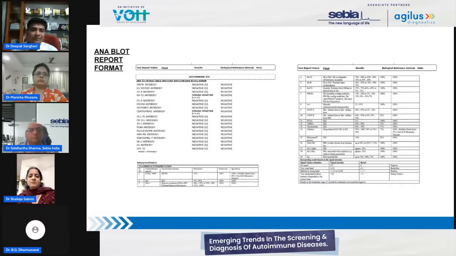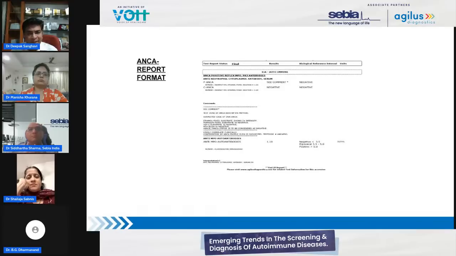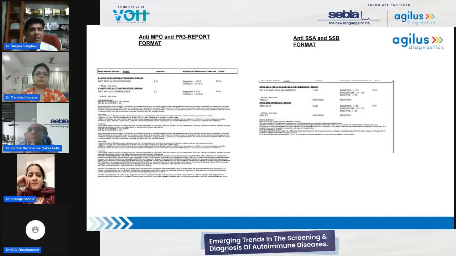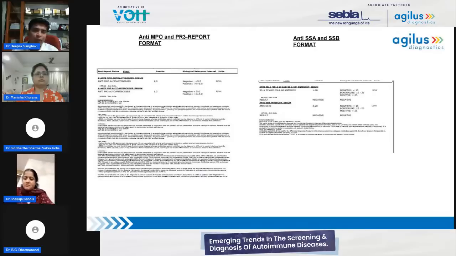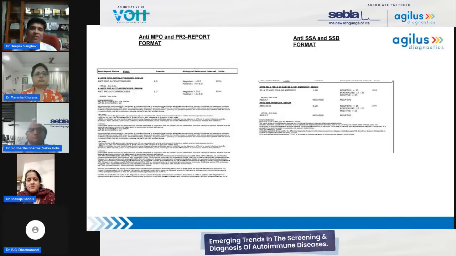Next slide. Similarly, in the ANCA report of the immunofluorescence, next slide. And an ELISA MPO PR3 report, where we give a quantitative value with a reference range so that the clinician can understand the value of the report, and it can be helpful for monitoring purposes also. Next slide.